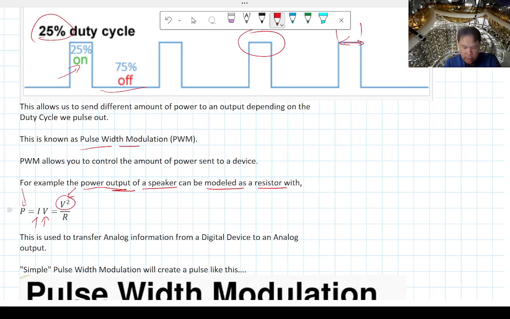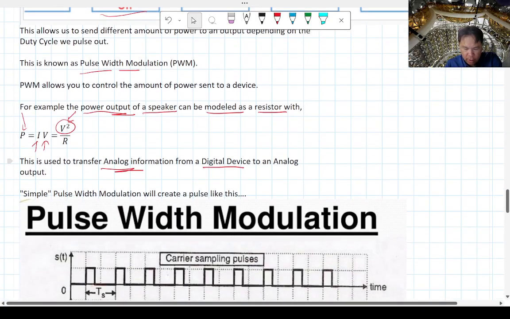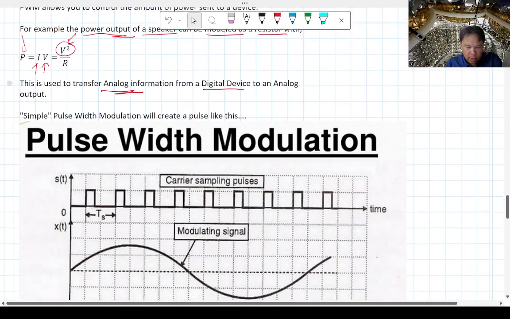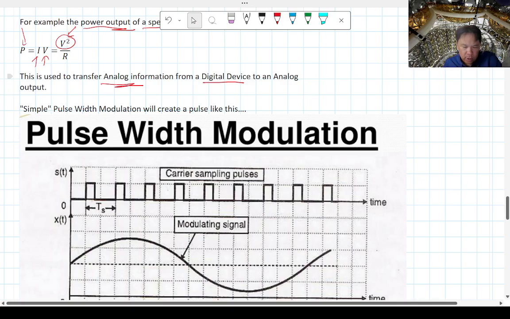This is used to transfer whatever analog information from a digital device, so you can have an analog output. I'm going to describe the simple pulse width modulation technique, and you can see how this allows you to send out analog information by just having ones and zeros instead.